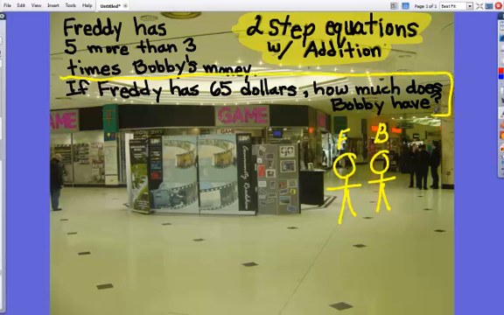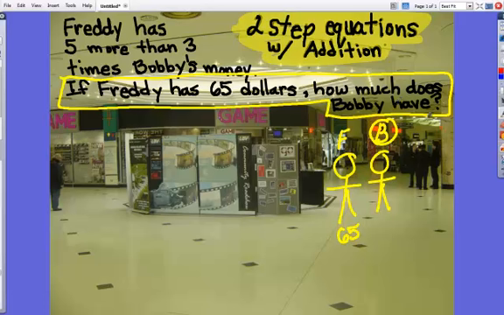circling, or actually blocking, the last sentence, because the last sentence of a word problem always tells us what we need to do. So if Freddie has $65, how much does Bobby have? So we have a few things that we know. We know that Freddie has $65 and Bobby, we're not really sure. So we're going to use the variable B to represent the amount of money that Bobby has.